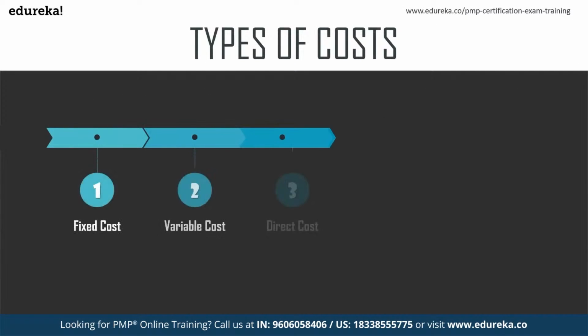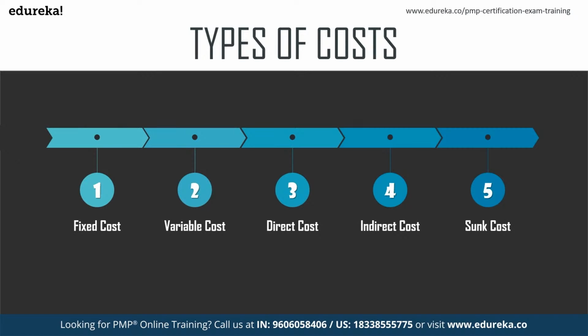Next, the types of cost we come across include fixed cost, variable cost, direct cost, indirect cost, and sunk cost. Fixed costs are costs that do not change throughout the project life cycle. For example, if the construction of a road is happening, the excavators and bulldozers are fixed costs. Whereas variable cost varies throughout the project. For example, hourly labor and cost of material could vary as the project progresses.